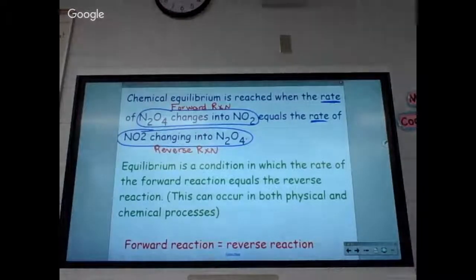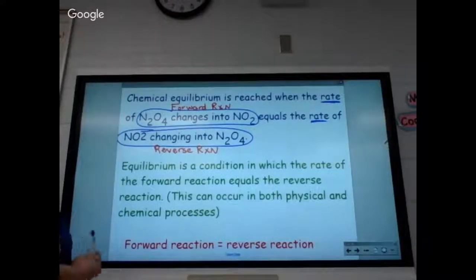Now, if you listen to Samaria's definition and what's highlighted in green, you already have the green, but you can write it again if you want to. Equilibrium is a condition in which what two parts do we have to have?